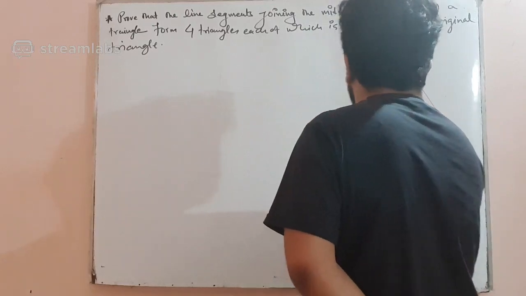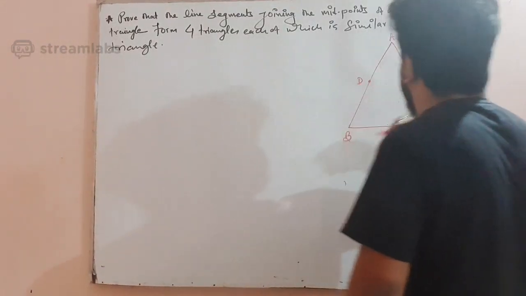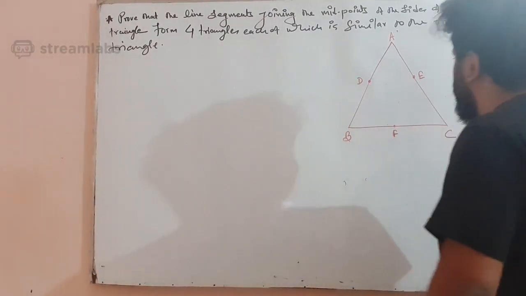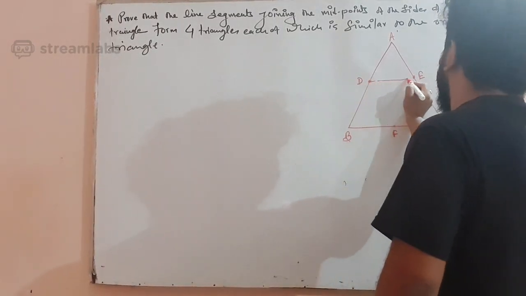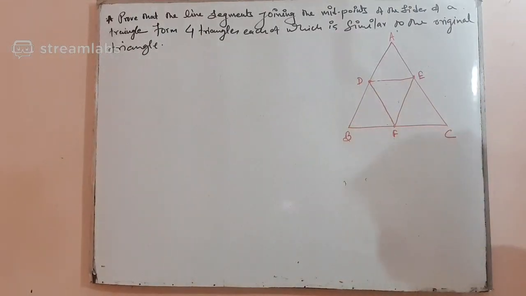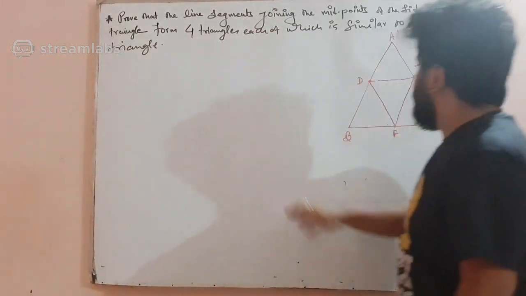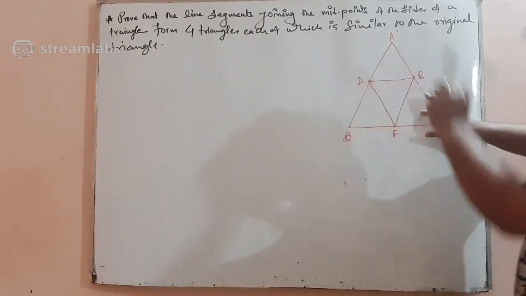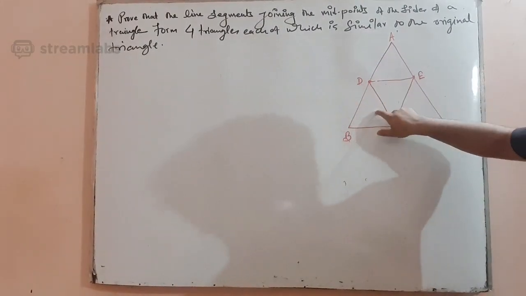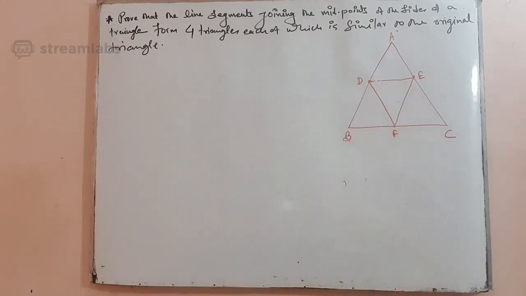Let ABC be a triangle. Let D be the midpoint of AB, E be the midpoint of AC, and F be the midpoint of BC. These are the line segments joining the midpoints. Now what they have said is prove that the segments joining the midpoints of the sides of a triangle form four triangles. Did they form four triangles? 1, 2, 3, 4. Each of which is similar to the original triangle. Means this small triangle is similar to the original triangle, this small triangle is similar to the original triangle, this small triangle is similar to the original triangle, and this small triangle is also similar to the original triangle.